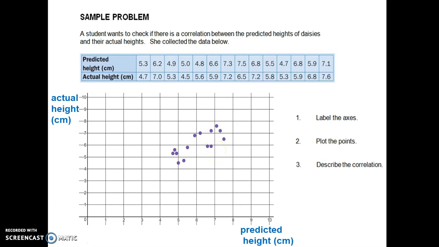Let's describe the correlation. What do you think? That is a moderate positive. Maybe you argued strong positive. It looks kind of moderate. They're a little bit spread out. So moderate positive correlation.